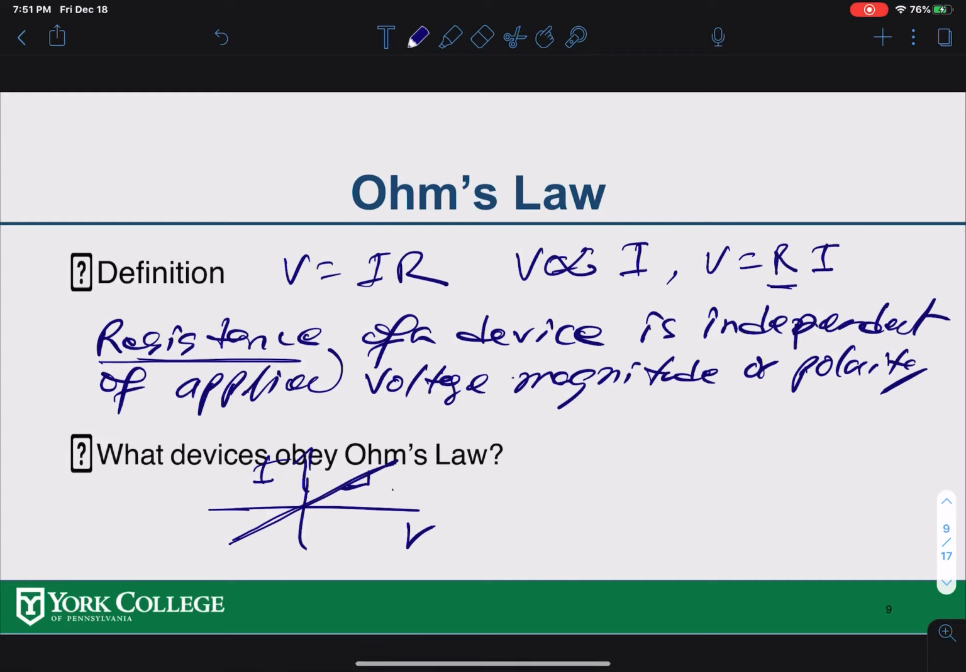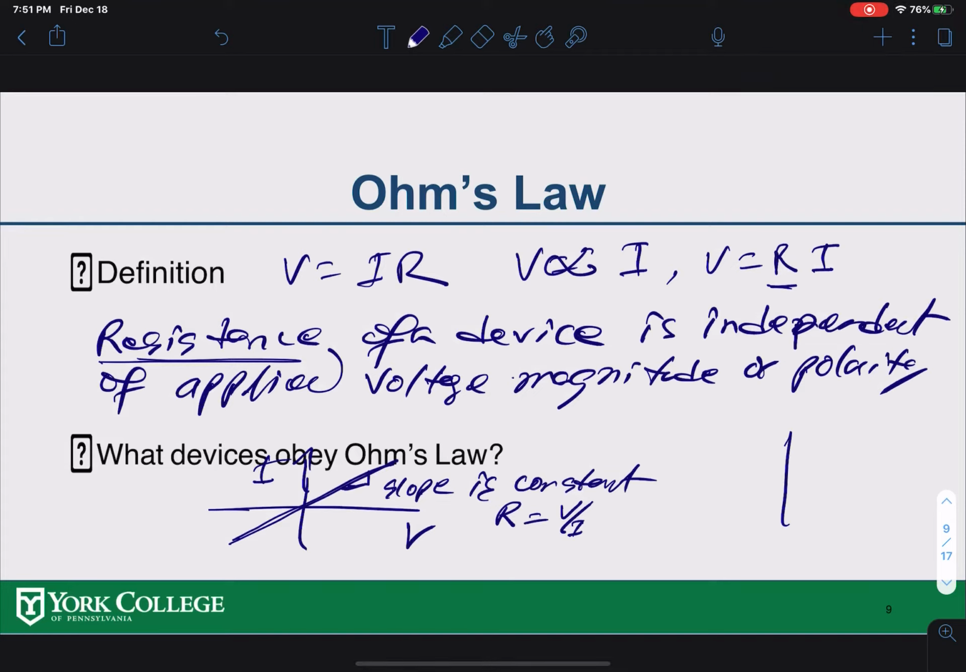The slope is always constant. So that is the R. R is V over I. So the slope is constant, which means this device obeys Ohm's law.